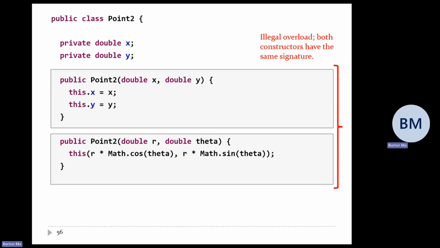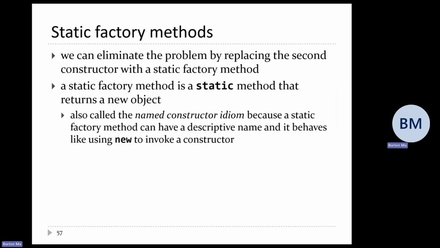And so what's the solution here? Turn one into a static method. So you solve the problem by replacing the second constructor with a static factory method. So a static factory method is static. Internally, it's going to make a new object and return a reference to the object. This is not a common name, but in Java, this is called the named constructor idiom, because a static factory method looks like a constructor, but it has a different name. So that's where the named constructor comes from. An idiom is just a way to do things in a particular context.